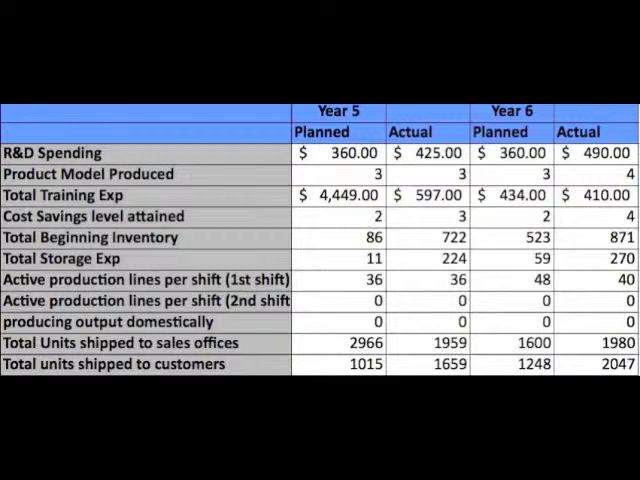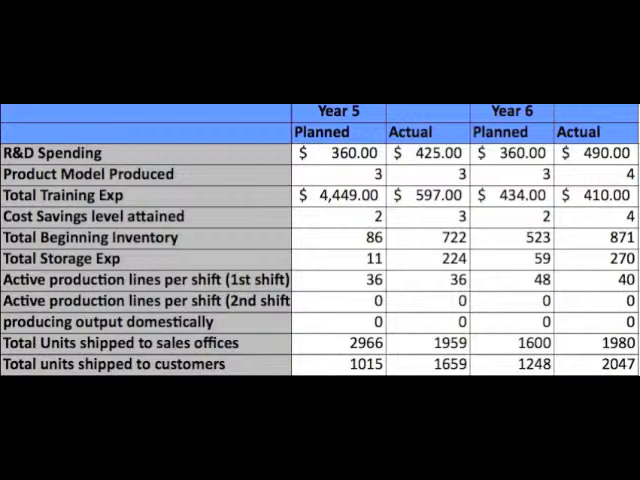Total training expenses. The planned expenditure for training during year 5 was greatly overestimated due to our expectation of hiring many more employees. For year 6, however, our estimation was much more reasonable. We did not expect to hire as many people as in year 5 because our expenses began to increase.